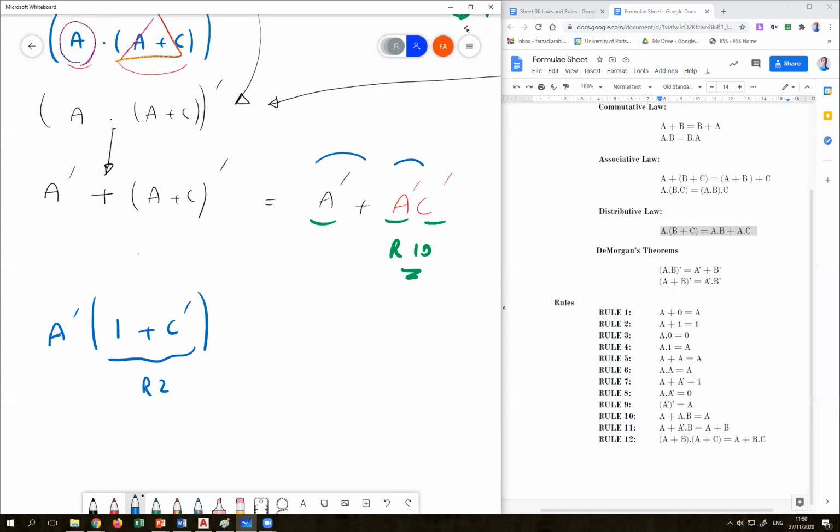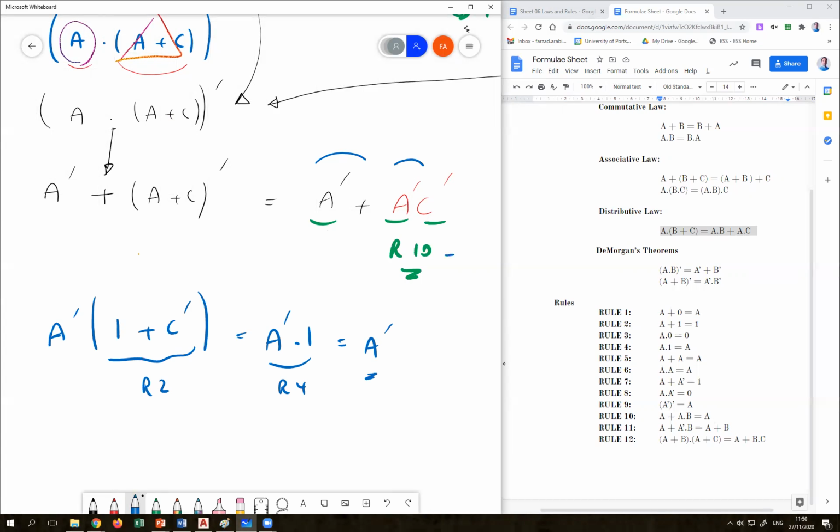This is rule number 2. This is an OR gate. One input is 1, so the output is definitely 1. So it's equal with A naught and 1. A naught and 1, this is rule number 4. It depends on A naught, so the output is A naught.